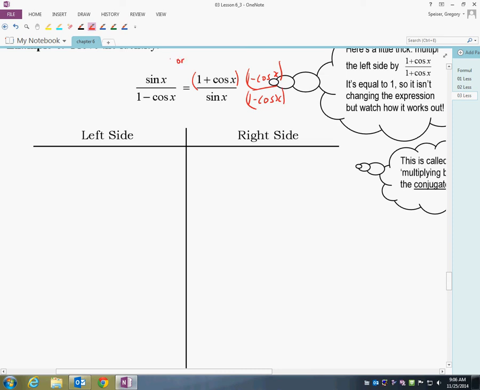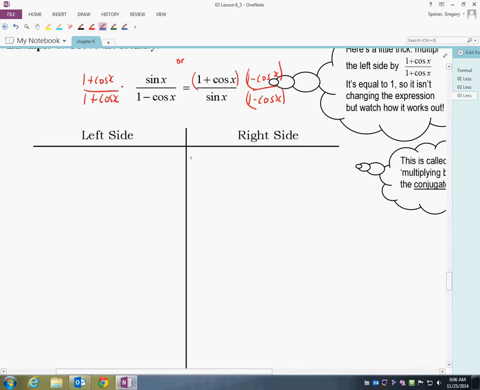Or if we wanted to work with the left-hand side, then we'd be multiplying by 1 plus the cos of x all over 1 plus the cos of x, right? So you can see how the conjugate works. I'm not sure which side you worked with. Let's work with the right-hand side.